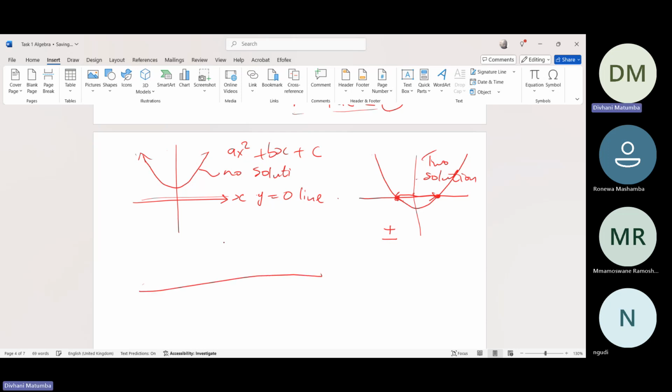Now, if your parabola just comes and touches your x-axis, it means your graph will only have one solution. Even if you say plus 0, it means you're going nowhere. You're going to end up exactly at that point. If you say plus or minus 0, you will end up at that exact point. Do we all agree?